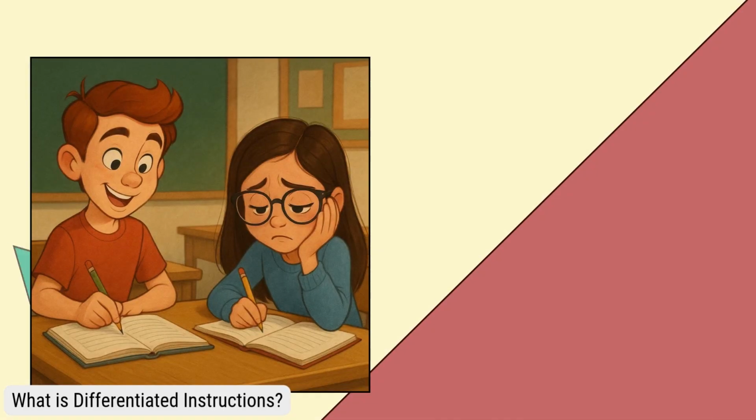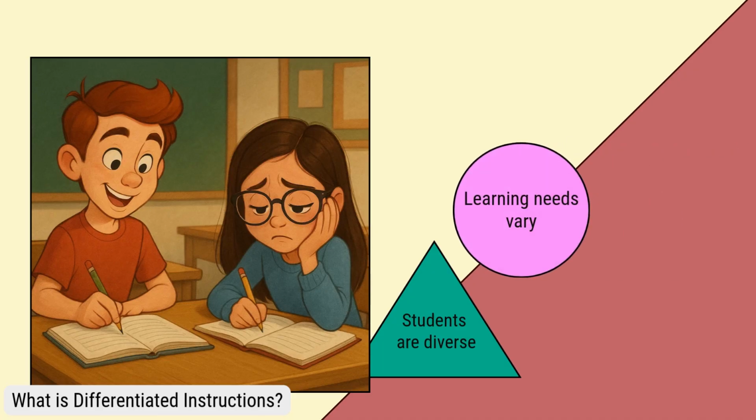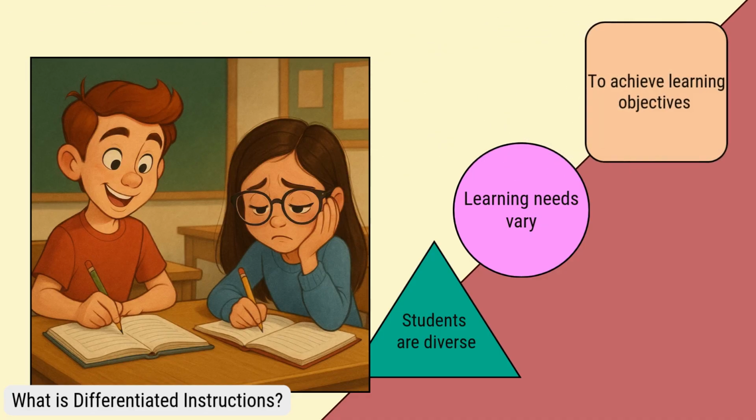Our students come to us with different backgrounds, readiness levels, interests, and ways of making sense of the world. As such, every student has different learning needs. Just because one approach works well for some, doesn't mean it will work for everyone. That's why it's important for teachers to differentiate their instruction, to adjust how we teach so that all students can achieve the same learning objectives, even if they take different paths to get there.